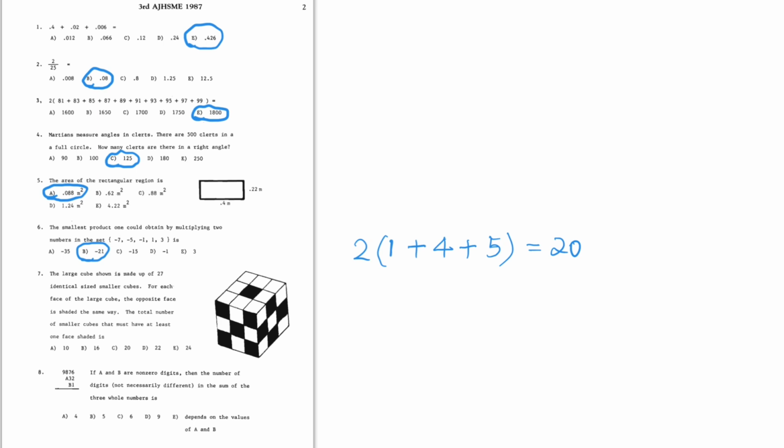And they ask the total number of smaller cubes that must have at least one face shaded. So looking carefully, no cube has overlapping shaded surfaces. So the number of small cubes with at least one shaded face is 20. Therefore, the answer is C.